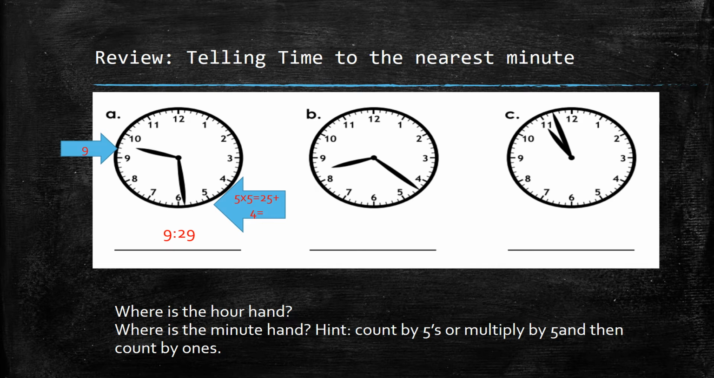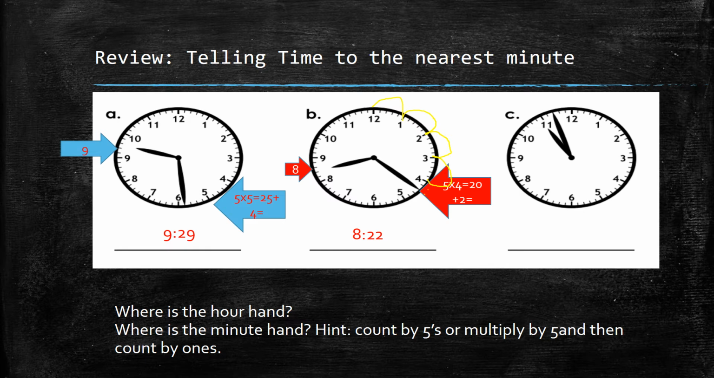Let's look at clock B. The hour hand is just past the 8, but not quite to the 9. So what hour is it in? 8 o'clock hour. Good job. Okay, starting with the 12, and again counting by 5s, this time I'll mark it. So we got 5, 10, 15, 20, and then we have 21, 22. So what time is it? 8:22.